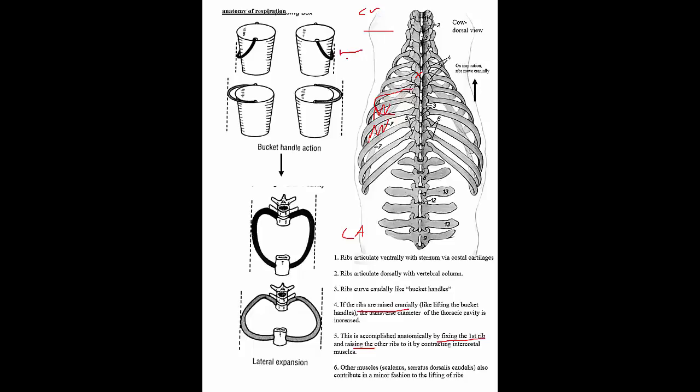So you can see that when you go from the bucket handle being down to lifting it up, both cranially and laterally, you expanded the thoracic cavity from this width to this width. So that's basically the anatomy of respiration: how taking a breath makes the thoracic cavity expand in a lateral direction via the ribs and the intercostals.